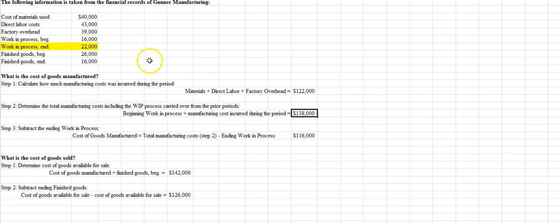We got that 138 by adding what we incurred in the current period plus what we brought over from the prior period. Okay? So this is how you calculate cost of goods manufactured. The cost of goods manufactured, finished goods. The book will always say cost of goods manufactured, but I like to say finished goods, right? Because that's the key there. So we manufactured $116,000 in finished goods.